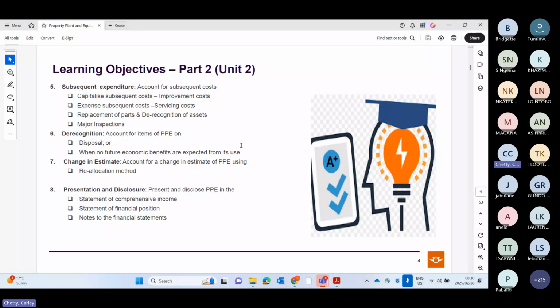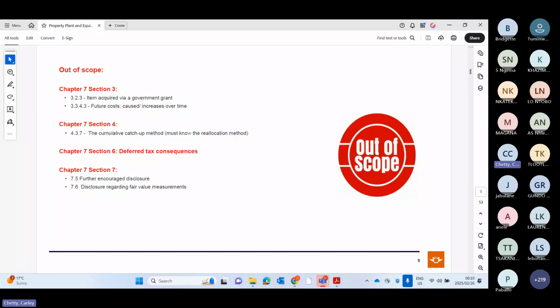Okay, what is out of scope for this module? If we look here, we'll see the sections that are out of scope. So chapter 7, if you're following in the textbook, items acquired via a government grant is out of scope. Future costs cause increases over time. That is also out of scope.